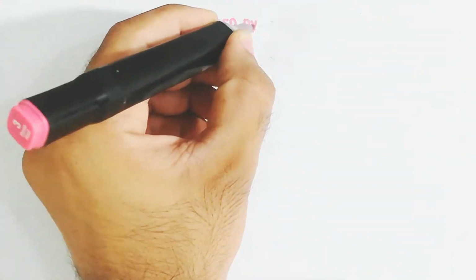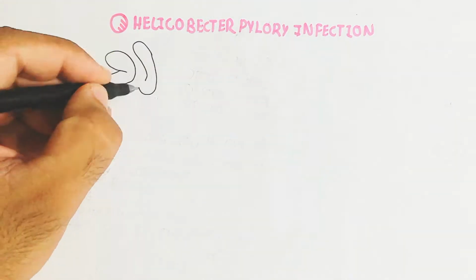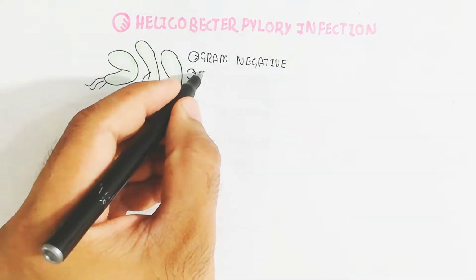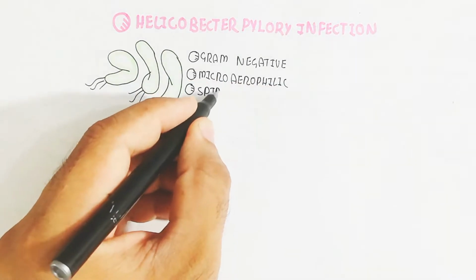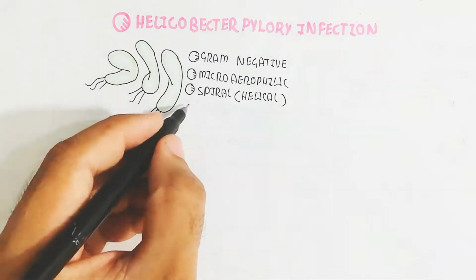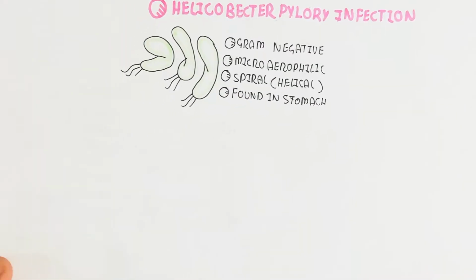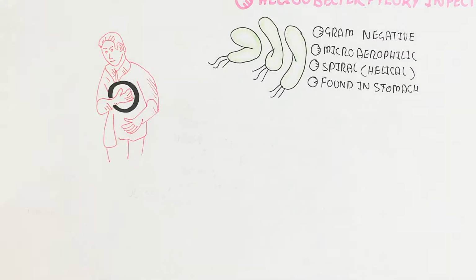Hello, in this video we will discuss Helicobacter pylori infection. That is the bacterial infection in our stomach and the small intestine, as well as the large intestine also. First of all, this is a gram-negative bacteria, microaerophilic, with a spiral, helical shape, and it is found in the stomach and causes infection.